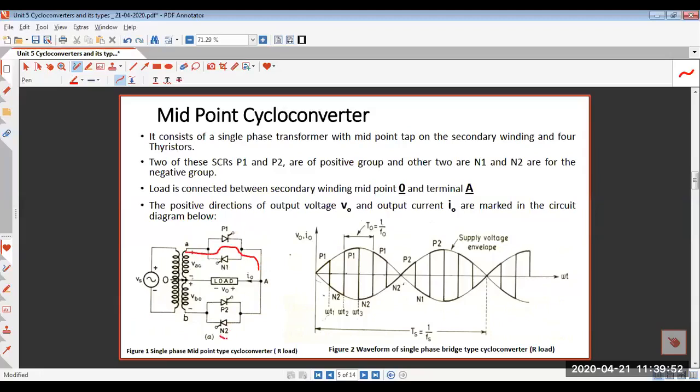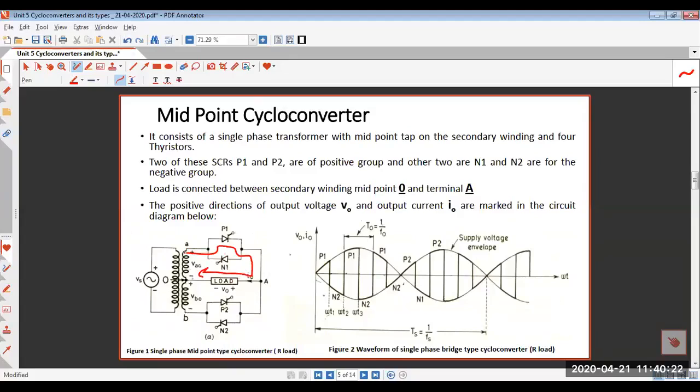आपने बेशक N2 forward bias है, but you have not triggered this SCR. So this is because of the feature of an SCR that unless you trigger it, it will not conduct. Though it is forward biased, it will not conduct. So it will behave as an open path, right? So for positive half cycle, when P1 is triggered at omega t equal to 0, the current will flow in this manner.